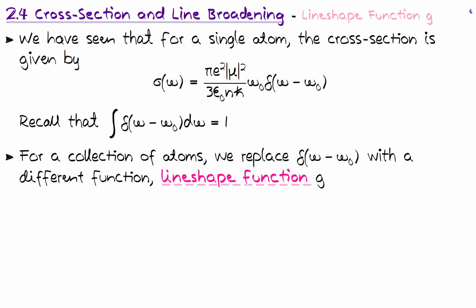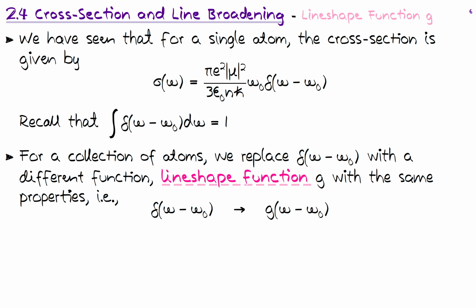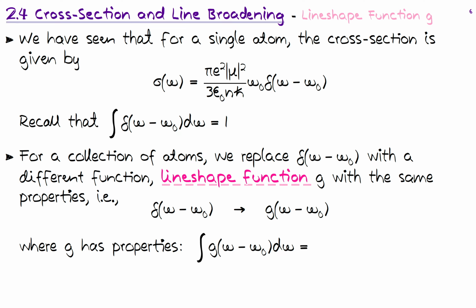You just need to get used to the fact that the same term is used to denote different things in physics. Here, this line shape function G has the same properties as the delta function, so we can replace all the delta functions in our mathematics with the line shape function G. As I said, we want G to be normalized when we integrate over all the frequencies, and to peak when the frequencies coincide. These are the requirements for the line function for now.